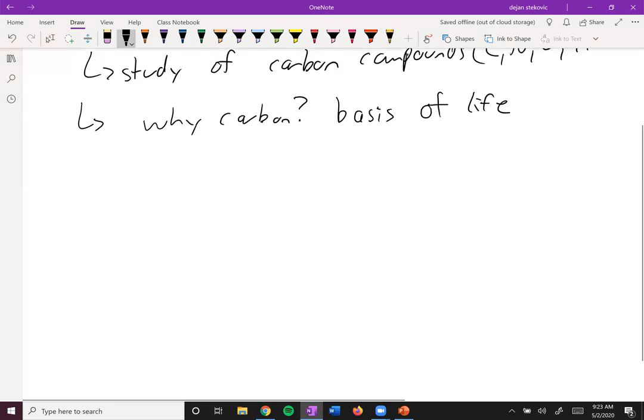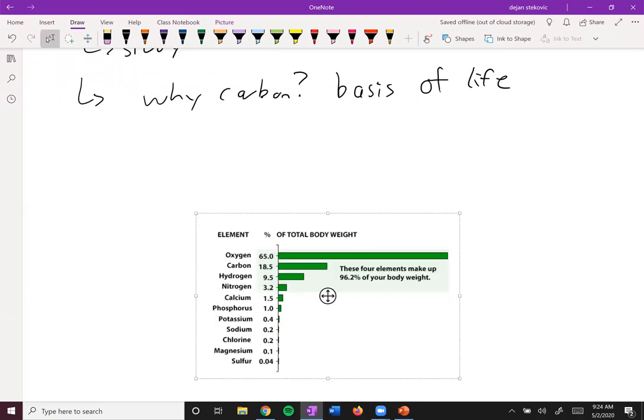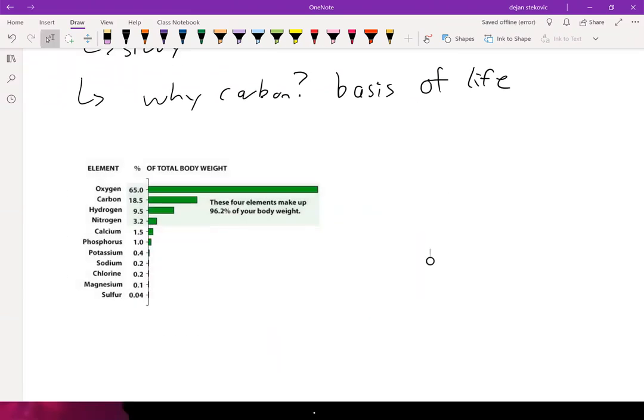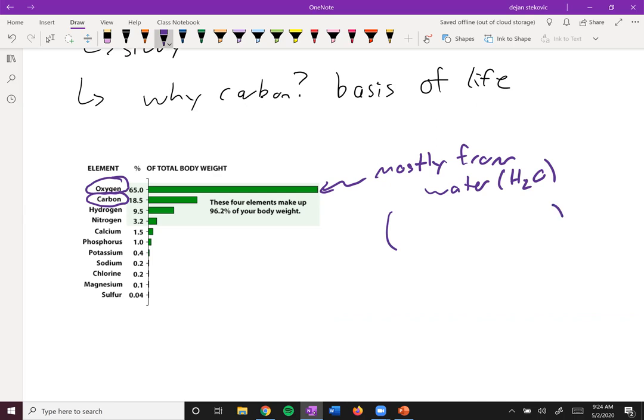So let's check that out. So here's a kind of chart of where basically most of the mass of your body comes from. And you can see oxygen is actually number one, followed by carbon. And so maybe you're thinking, well, why isn't oxygen the basis of life? Well, most of this oxygen is coming from water. If you think about your body, you're mostly water. And so that water isn't really doing all that much. It's more just kind of the solvent. So we'll say it's the solvent, not really life.